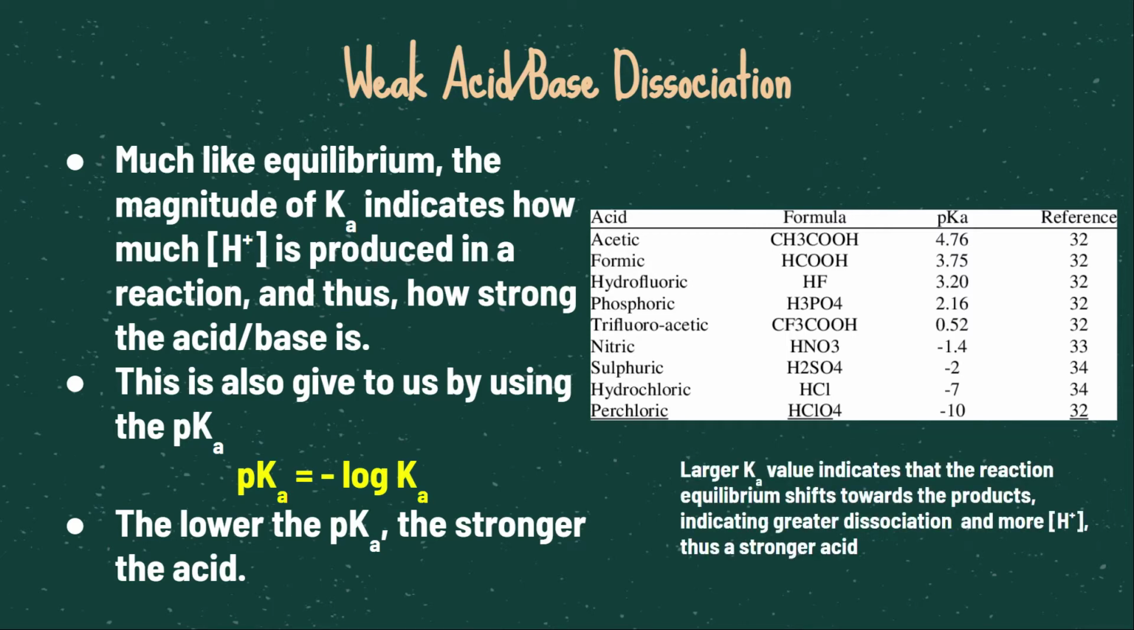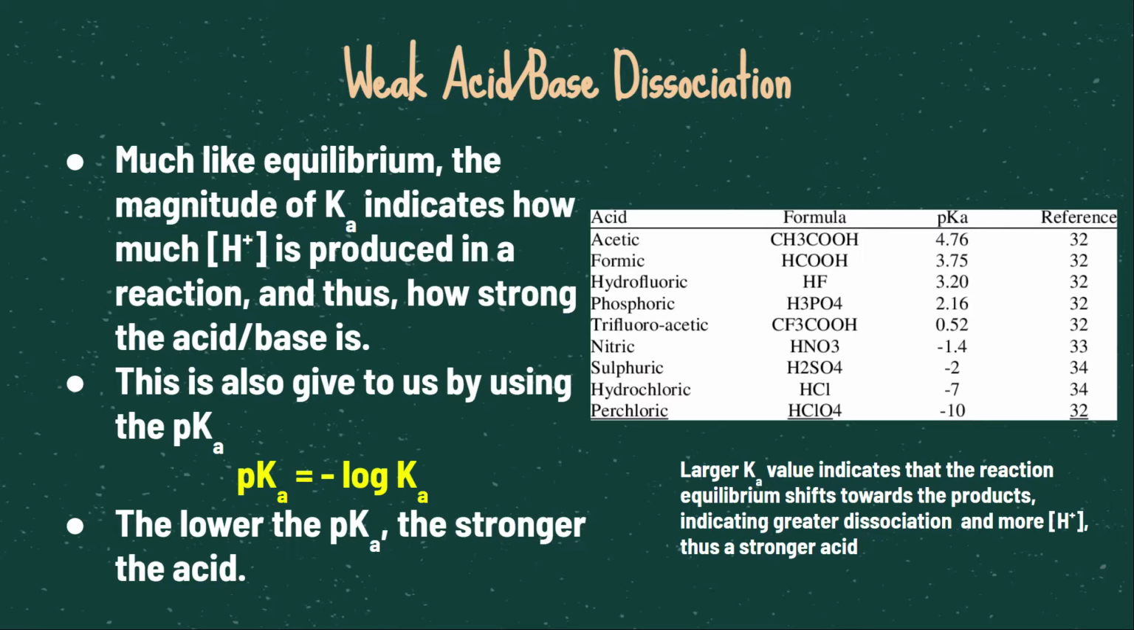So thinking about it in terms of equilibrium, a larger Ka value indicates that the reaction equilibrium shifts more towards the products than the reactants. So if we have a very large Ka value or a low pKa value, that indicates a shift towards the products, indicating greater dissociation and more hydrogen ions, thus a stronger acid, if we think about our dissociation equation we looked at previously.